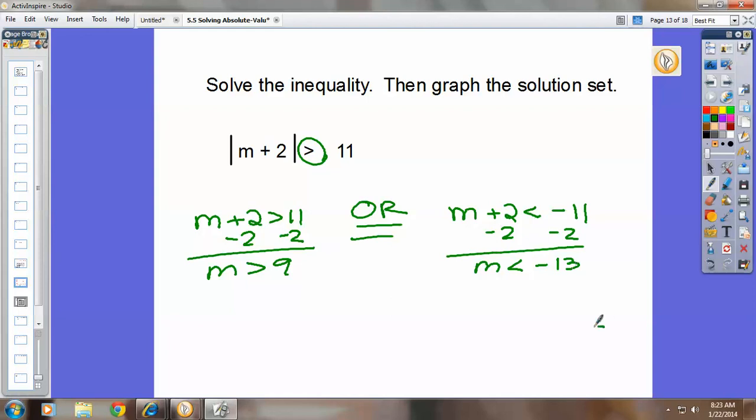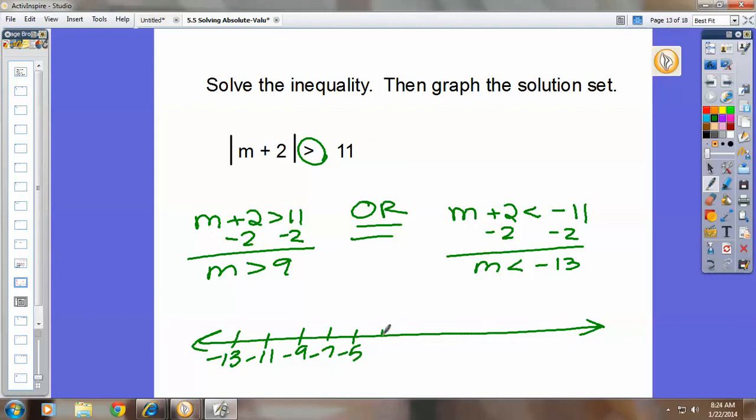Let's put these on a number line so we can see our solutions. I'm going to go every odd number when I write my number line. Sometimes if you have numbers that are spaced fairly far apart, you can go every odd number, every even number, or every third number, whatever the case may be, so that you can get to the answer. As long as you're going by equal increments, you should be fine. So let's graph. We have greater than 9, and we have less than negative 13.